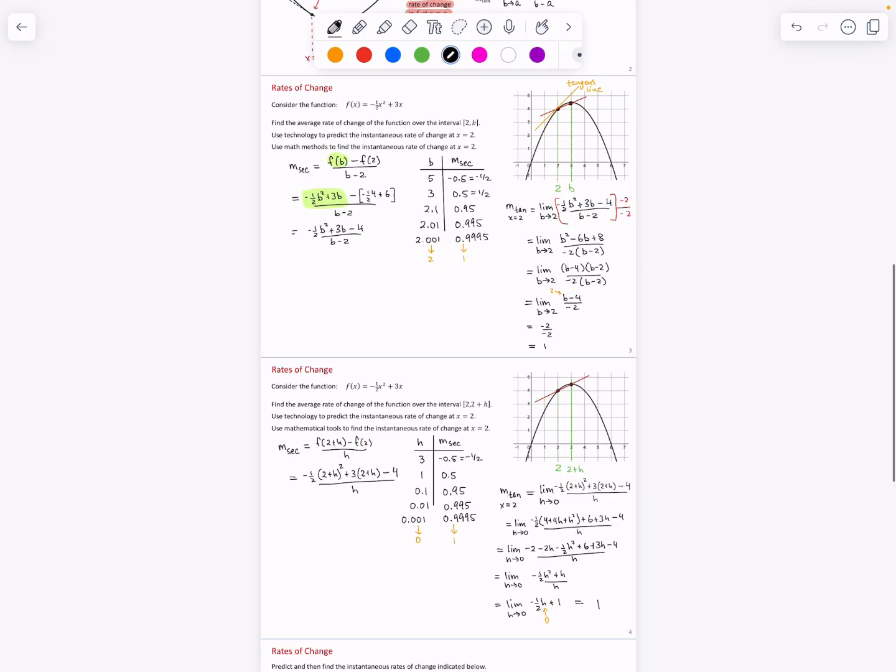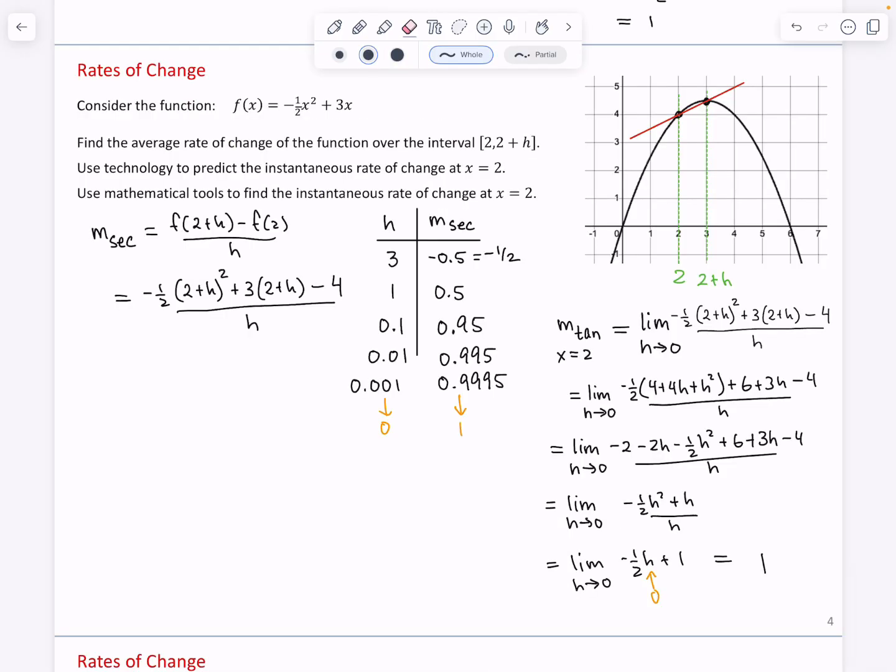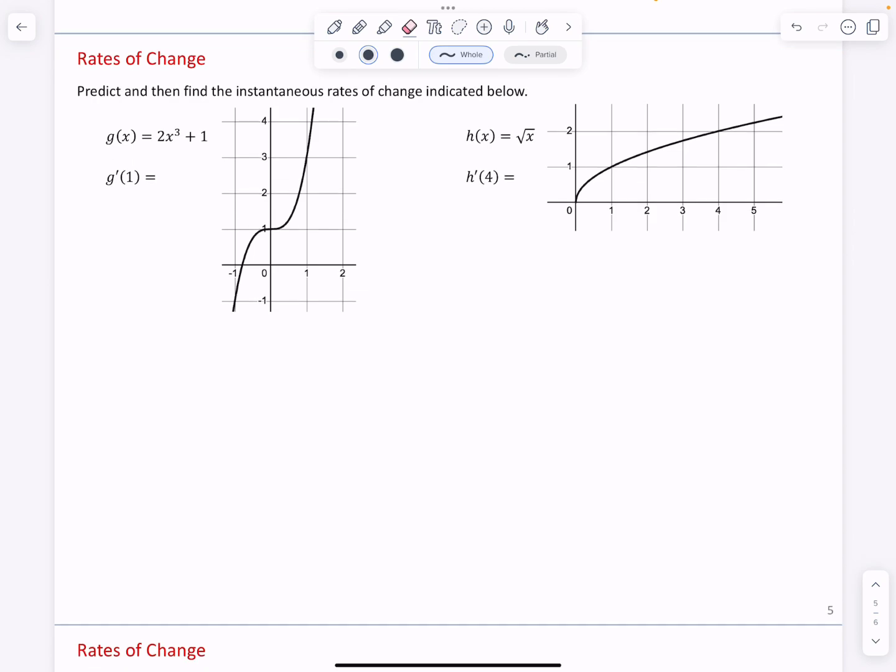Now in general, moving forward, you can use either approach when trying to find the slope of a tangent line at a specific value. Okay, let's go to the next page. Predict and then find the instantaneous rates of change indicated below.